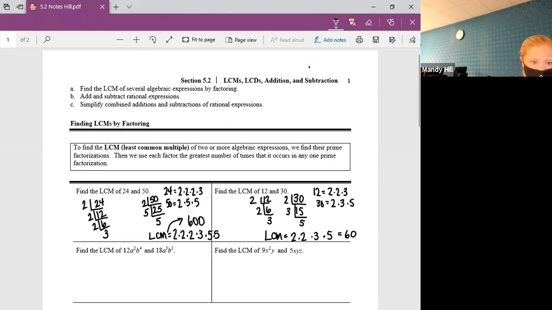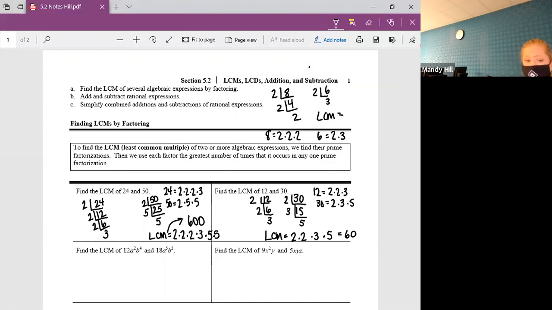So let's compare 8 and 6. Okay, so 8, 2 will go into 8 4 times. 2 will go into 4 2 times. So 8 would end up being 2 times 2 times 2. 6 is 2 times 3, and we're done with that one. So we're trying to find the smallest number that both 8 and 6 will go into. Well, if I put all 4 of those 2s, it's not going to be the smallest number. It's going to end up being a bigger number than we need.